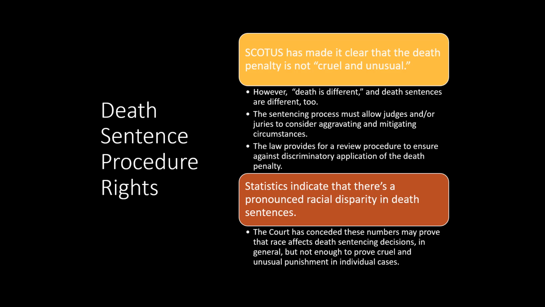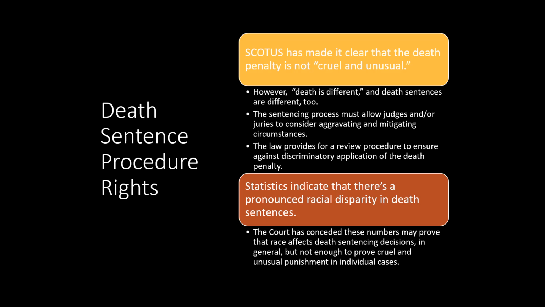However, they do recognize that it's different, and that death sentences are different too. Death is different. The sentencing process must allow the judge and the jury to look at aggravating and mitigating. So if you had a mandatory death sentence upon conviction, that's going to get tossed. The law should provide for a review procedure to also ensure there's no discriminatory actions going on. Now, statistics indicate, and this is part of the problem, you can say, well, we've gotten rid of overt discrimination. Well, maybe. I think the problem with that argument is going to be you claim to have gotten rid of it, but we're still disproportionately punishing men and racial minorities.